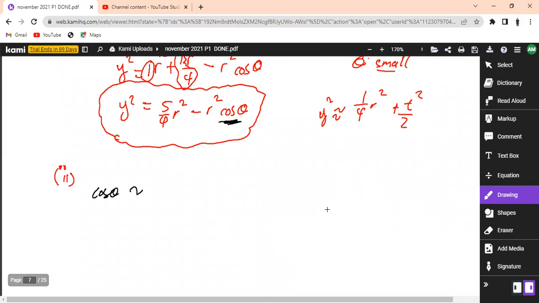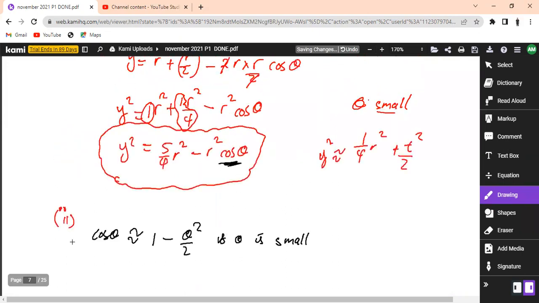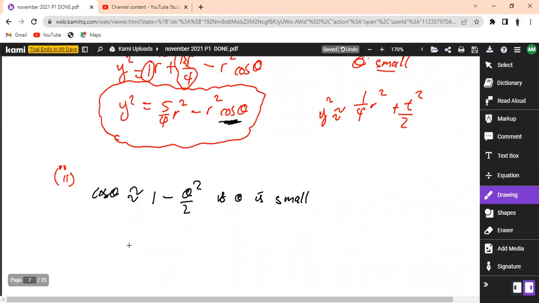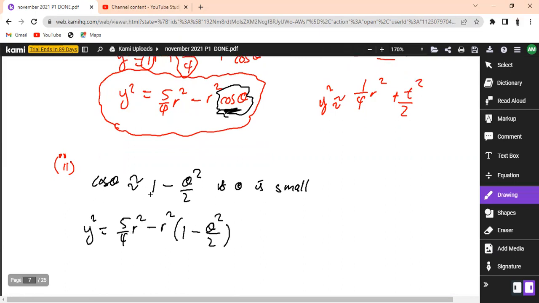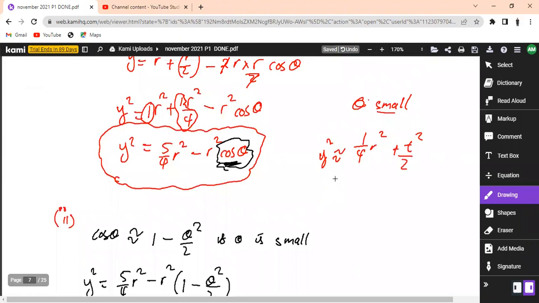Cos theta approximates to 1 minus theta squared over 2, if theta is small. So that's an advantage that you're going to take. In place of cos theta, let us substitute with this. So it means y squared is going to be 5 over 4 r squared minus r squared into cos theta. The whole of this part here, which is cos theta, is now to be substituted with 1 minus theta squared over 2. So that means someone can actually work something here until we have our y squared in that format.